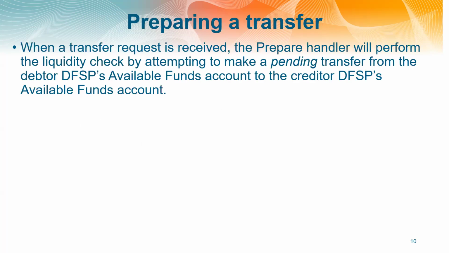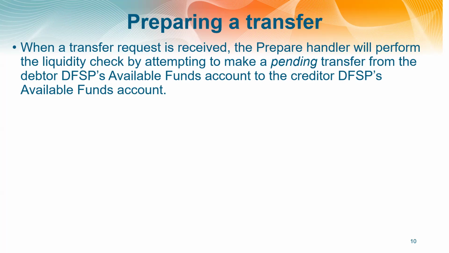Now let's look at what happens when a transfer is prepared. When a transfer request is received, the prepare handler in the Mojaloop switch performs a liquidity check by attempting to make a pending transfer from the debtor DFSP's available funds account to the creditor DFSP's available funds account.